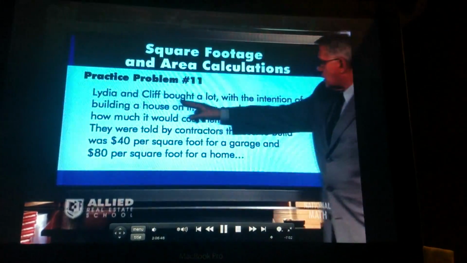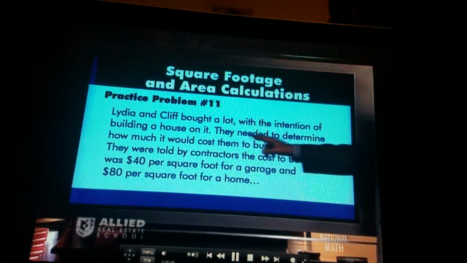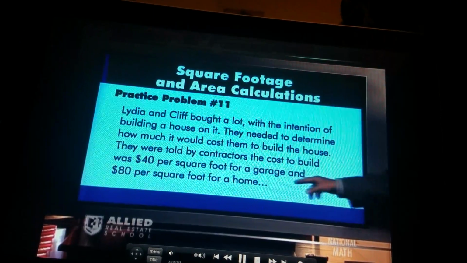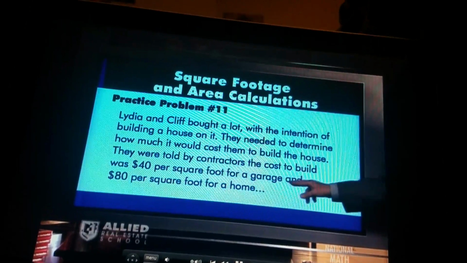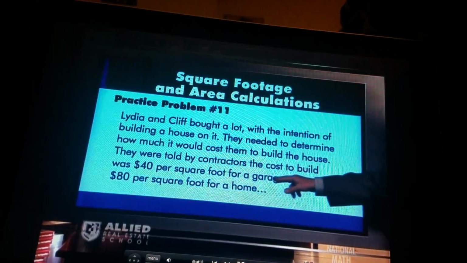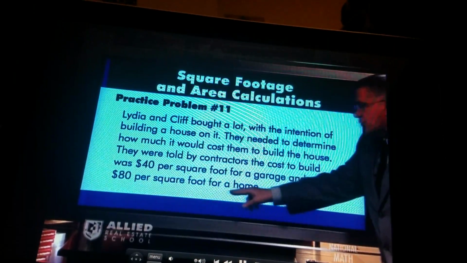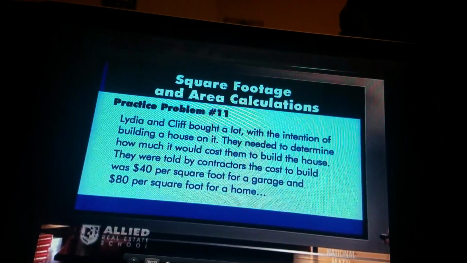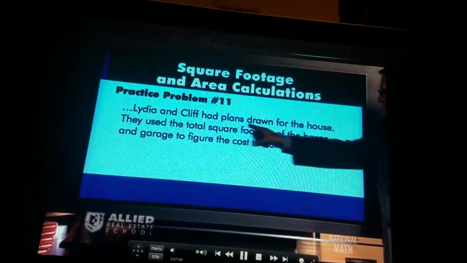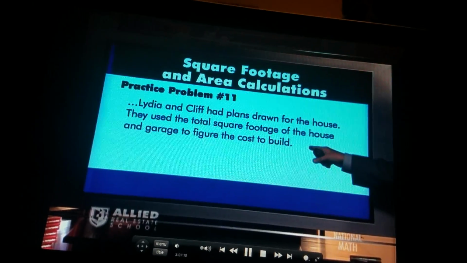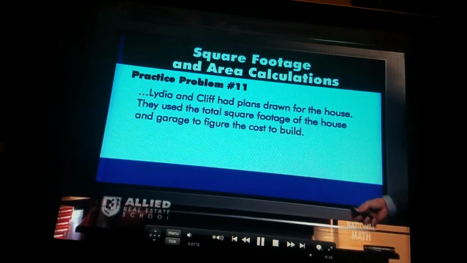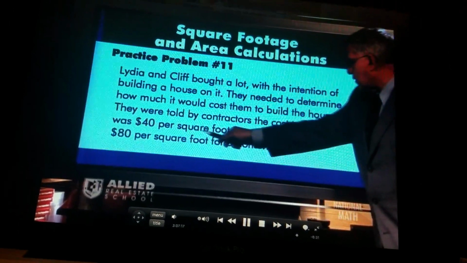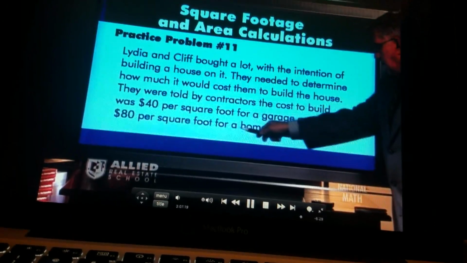It says Lydia and Cliff bought a lot with the intention of building a house on it. They needed to determine how much it would cost them to build the home. They were told by contractors the cost to build was $40 per square foot for a garage and $80 per square foot for the home. And then I believe this goes on and says they had plans drawn for the house. They used the total square footage of the house and the garage to figure the cost to build. Okay, so we've got $40 per square foot for the garage and $80 for the home.